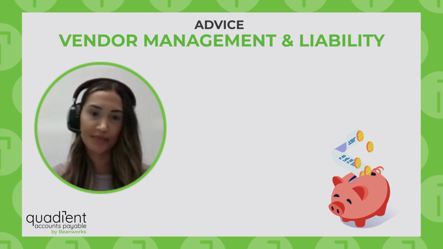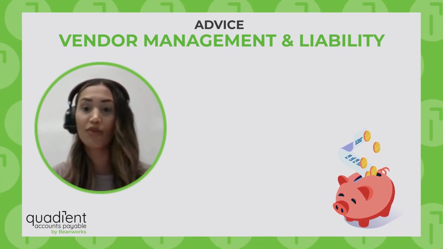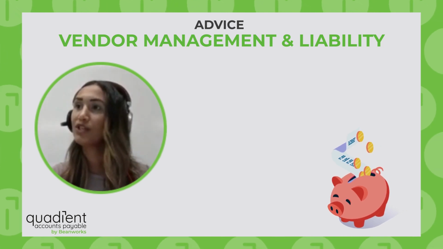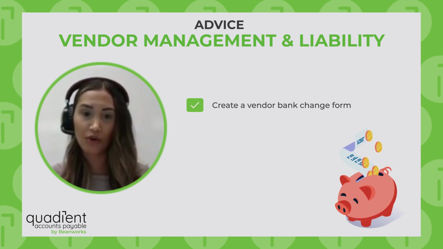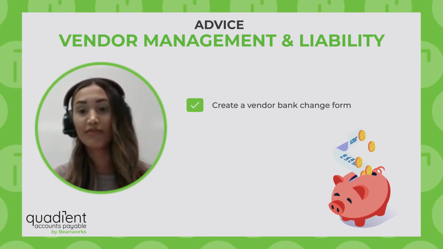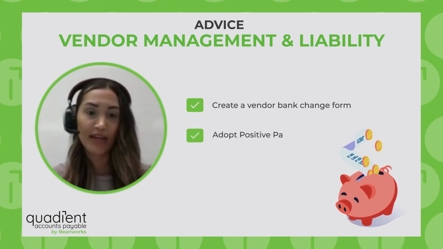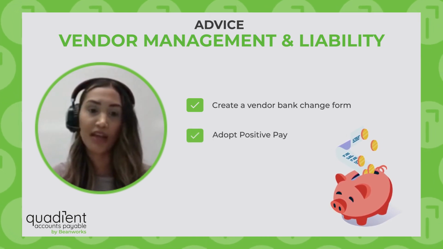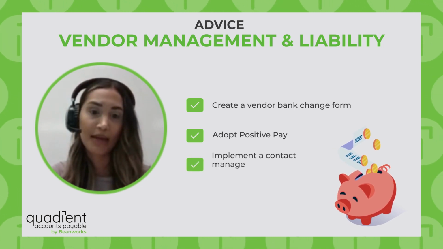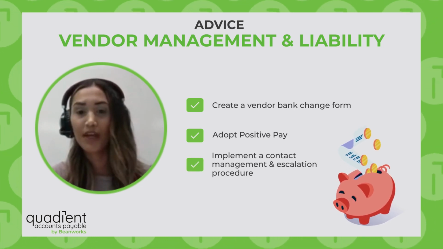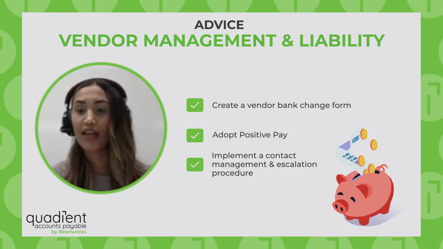So vendor management. It creates potential vulnerabilities that could expose your company to fraud. And ways to manage your risk are creating a vendor bank change form, so there's a formal process in place whenever a vendor wishes to change their banking details. Use positive pay to detect forged, altered and counterfeit checks. Implement a contact management and escalation procedure to ensure that only one trusted person in the vendor organization can affect changes.